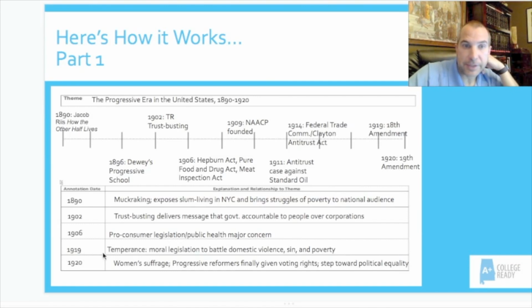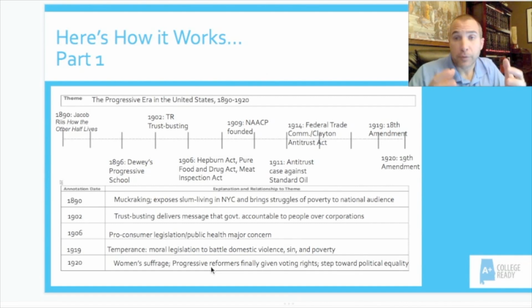And of course, we can say that 1919 is this sign that the country is concerned about moral legislation and battling things like domestic violence, sin, and poverty. In 1920, we see through women's suffrage that the progressive reformers that led so many of these reforms led the movement and led into the success of so many of them. The women were finally given the right to vote after being, again, the active voices and protesters and the catalyst of the progressive movement.